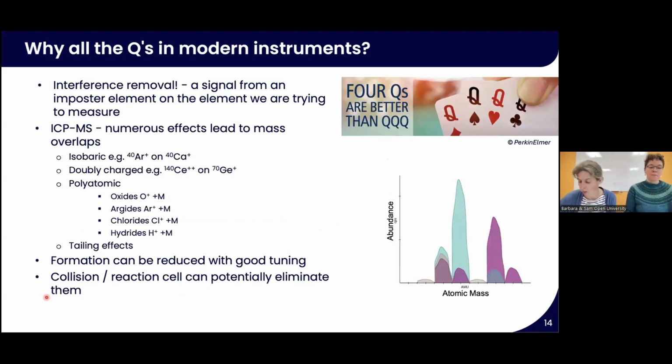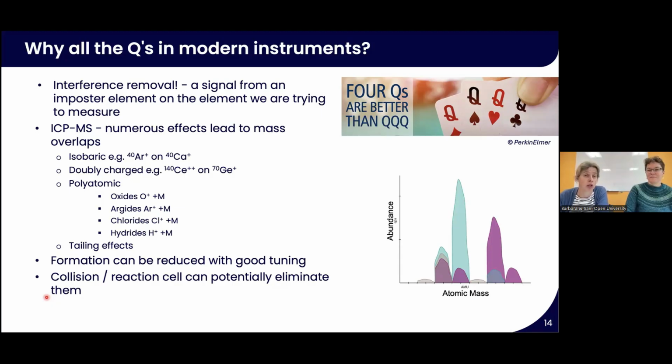Okay, so yeah, why all the Qs? 25 years ago, the example that we showed in that picture, the instrument had the plasma, a series of lenses, then just the quadrupole, and then the detector. But as time has gone on, various instrument manufacturers are advertising all of these different things. There's triple quads, and 4 Qs are better than 3, all of this sort of stuff. And some of this is really a misnomer.